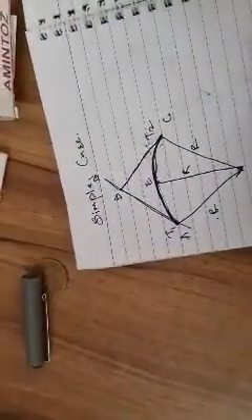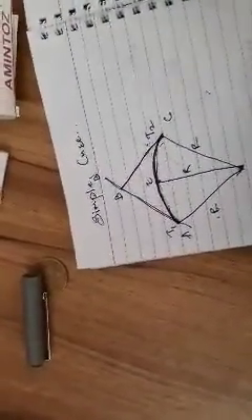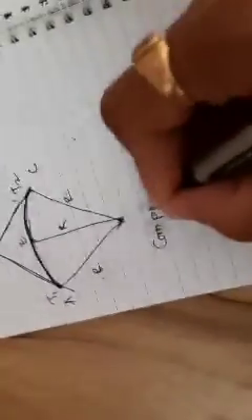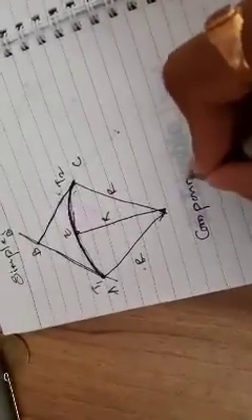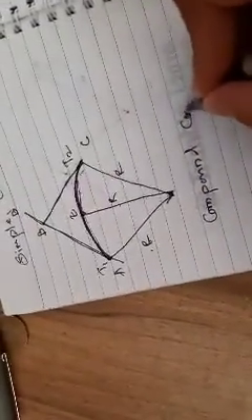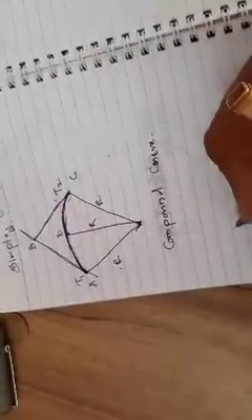Then the second type of the curve is called a compound curve. A compound curve is one curve which has two arcs of different radius. It might be two or more arcs of different radius. So for example, we will take two simple curves, so it is a connection of two simple curves.